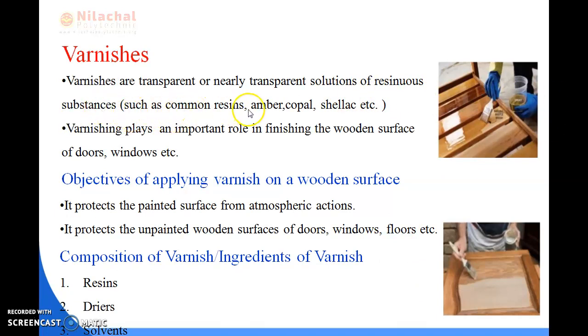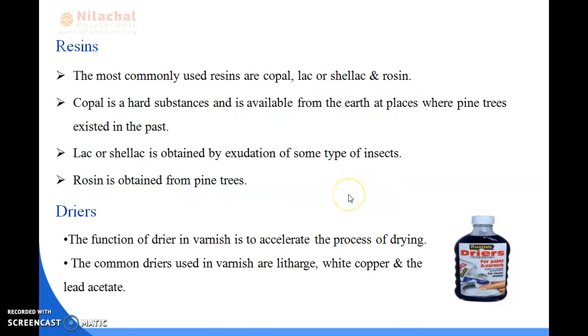So what are the resinous substances? These are amber, copal, shellac. These are the resinous substances. Okay, so the most commonly used resins are copal, lac or shellac we can say, and rosin. So these are the commonly used resins.